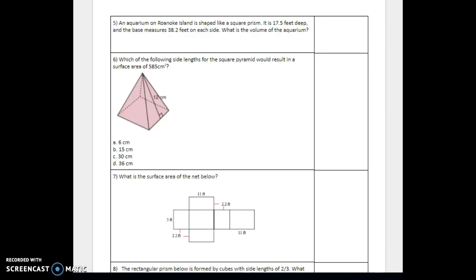Question 5. An aquarium on Roanoke Island is shaped like a square prism. It is 17.5 feet deep, and the base measures 38.2 feet on each side. What is the volume of the aquarium?